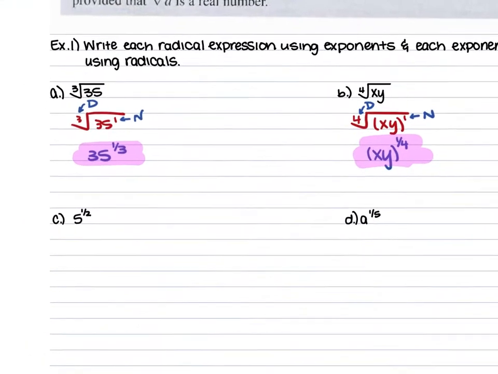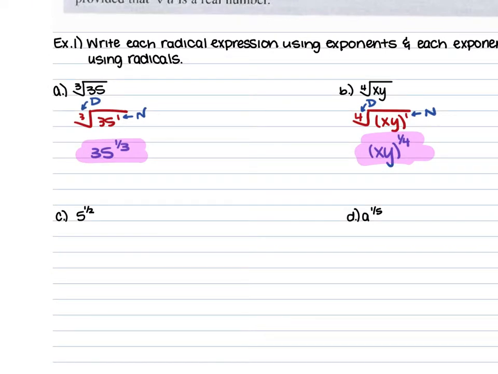For example C, we have 5 to the power of 1/2. That 1 on your power is the power that's going to stay on the 5. The 2, your denominator, is going to be your index. So whenever you have these, your numerator is your power that stays with the term that it's attached to, and your denominator is your index. So we're taking the square root, or the second root, of 5 to the first power, which is just the square root of 5.